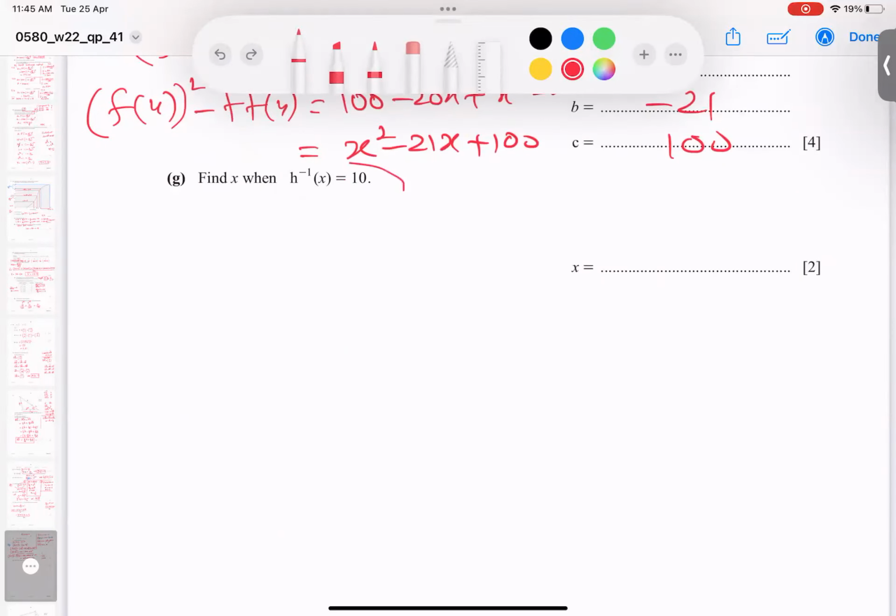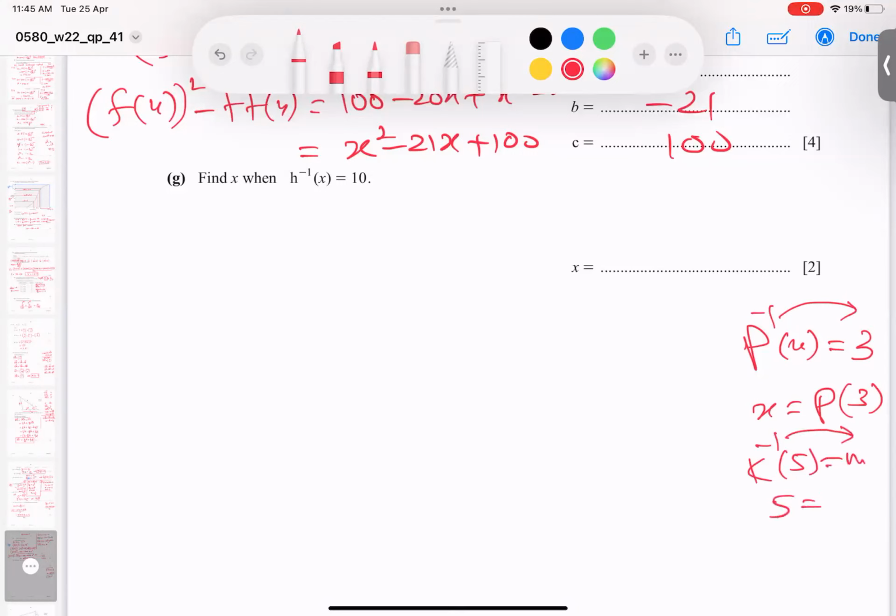How to deal with this kind of question? Whenever inverse functions come, for example, P inverse of X equals 3, the inverse will eliminate and 3 will come in the bracket. This rule is available. For example, K inverse of 5 equals M. When K inverse goes there, 5 stays here, and M will come in the bracket of K.